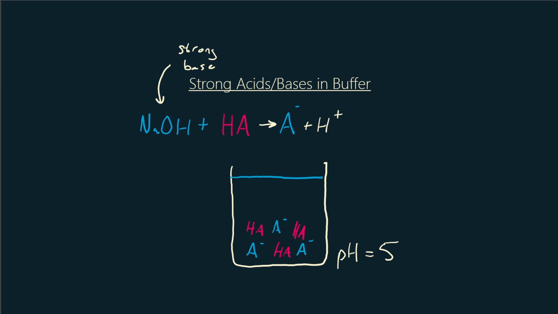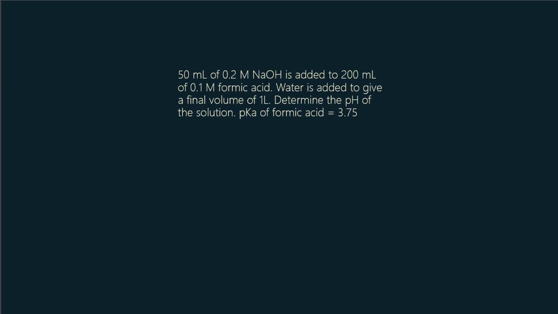And the exact same thing can be said about a strong base like NaOH. It reacts with the acid form, HA, and if we have enough of these, we will completely deplete all of our acid, and any more of our strong base will allow NaOH to dissociate into OH-, which will increase our pH. So let's do a problem.